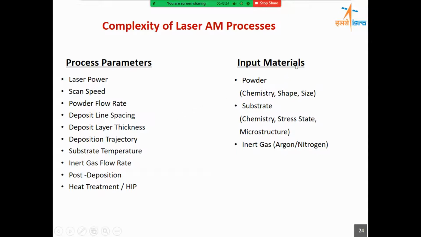And in case of the materials, the powder shape, chemistry, and size all govern the properties achievable in the final component. And also it requires to be operated in inert gas, mostly argon or nitrogen. For steels we can make use of nitrogen, whereas for titanium or any other reactive alloys we have to go for argon atmosphere.